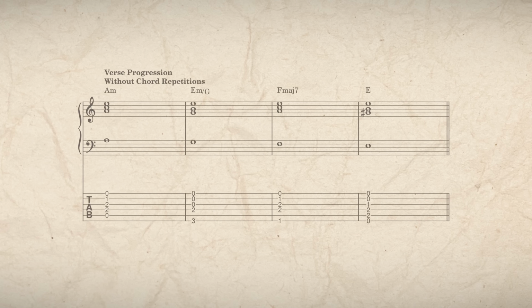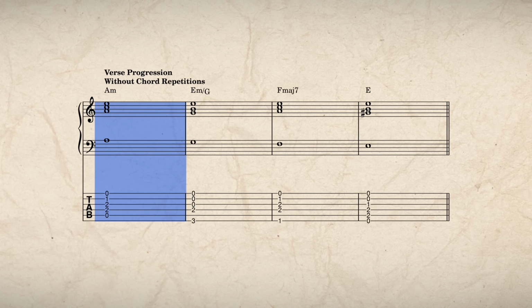Now let's get back to the verse chord progression of Now and Then. When we take out all the chord repetitions or chord variations, we are left with this. Now compare this with our lament bass chord progression.